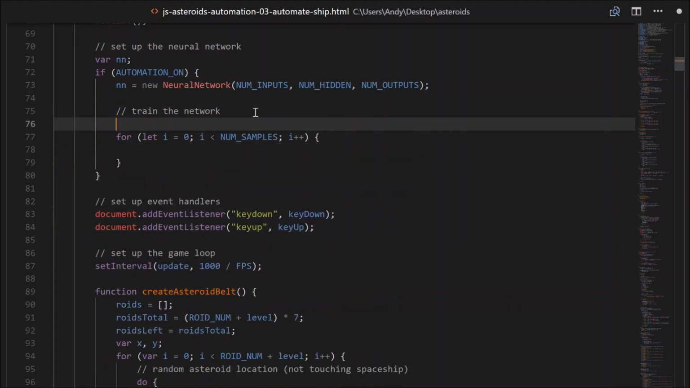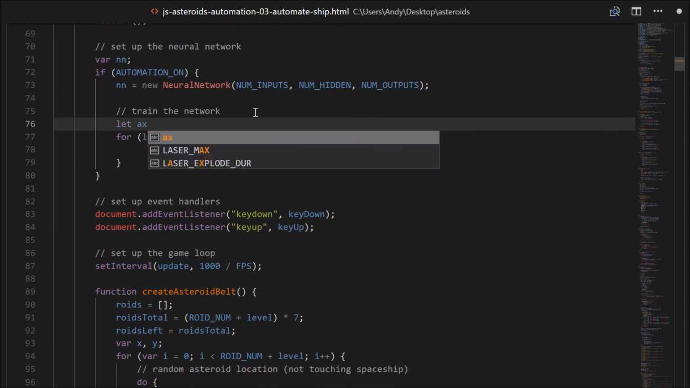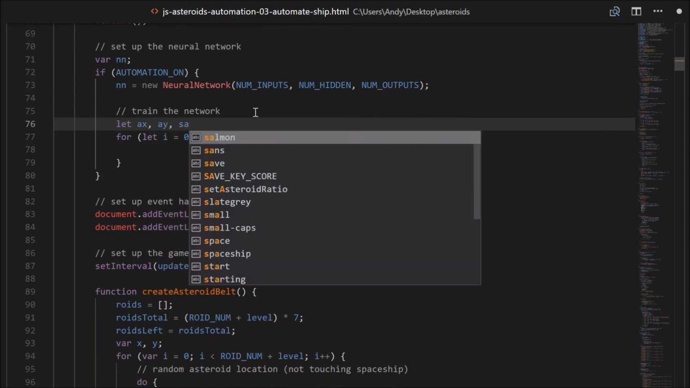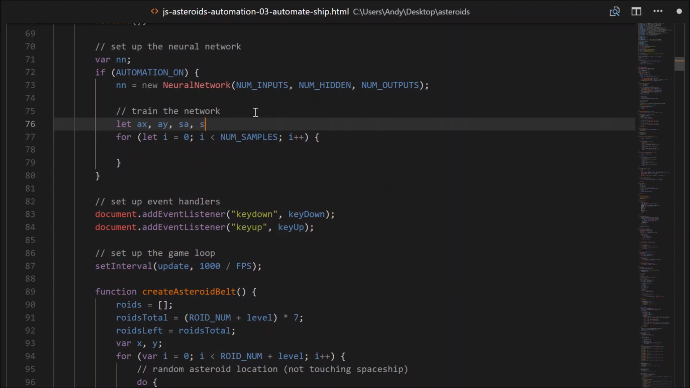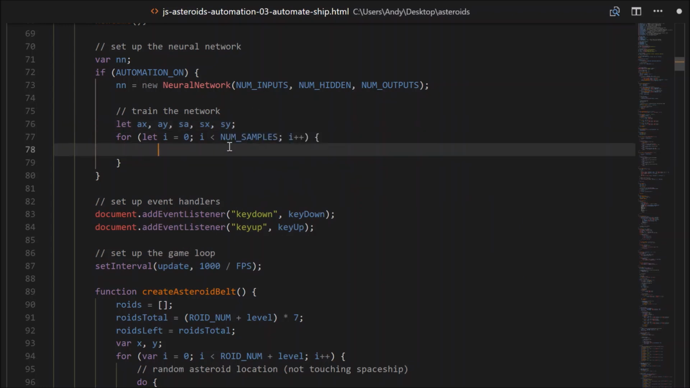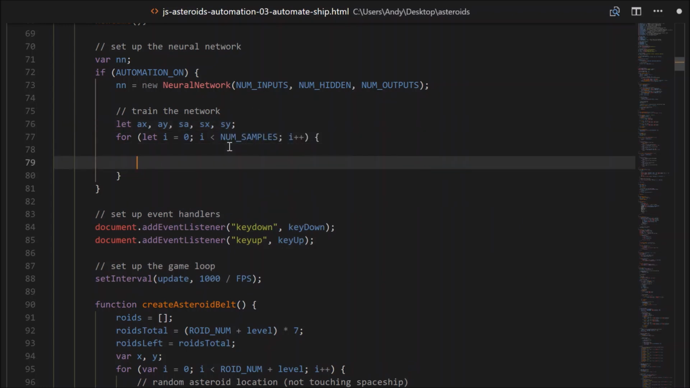So let's create some variables. We'll need the asteroid's X position, asteroid's Y position, the ship's angle, and just for completeness, let's include the ship's position as well. So ship X and ship Y. So the first thing we'd like to include in our training data is a random asteroid location.